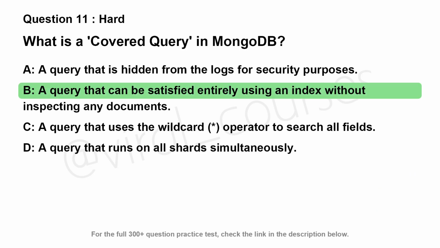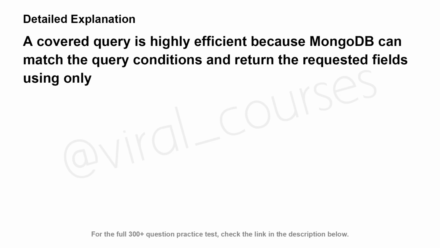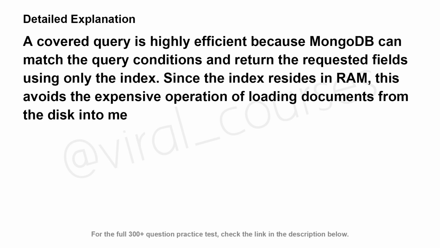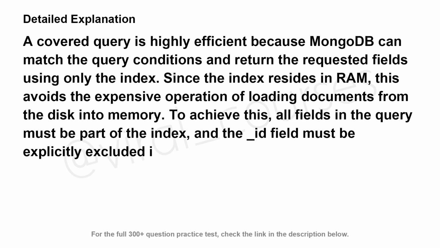The correct answer is B. A covered query is highly efficient because MongoDB can match the query conditions and return the requested fields using only the index. Since the index resides in RAM, this avoids the expensive operation of loading documents from the disk into memory. To achieve this, all fields in the query must be part of the index, and the _id field must be explicitly excluded if it's not in the index.